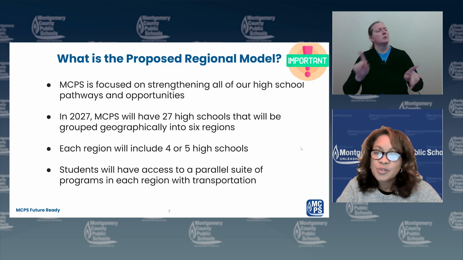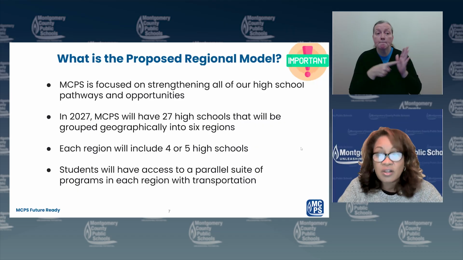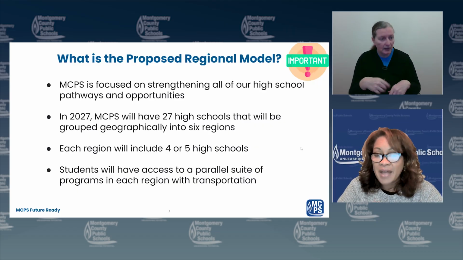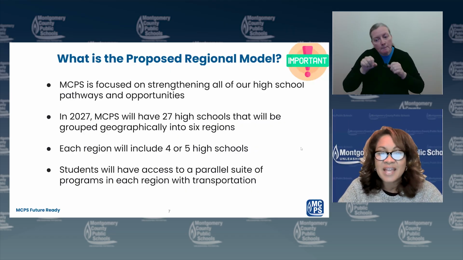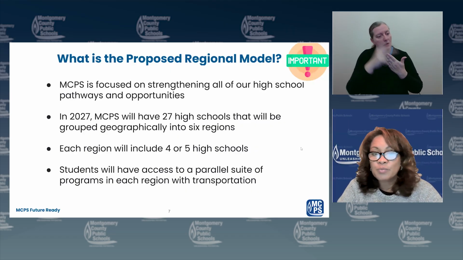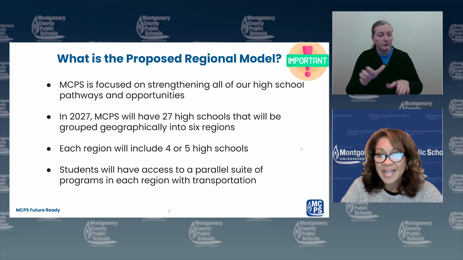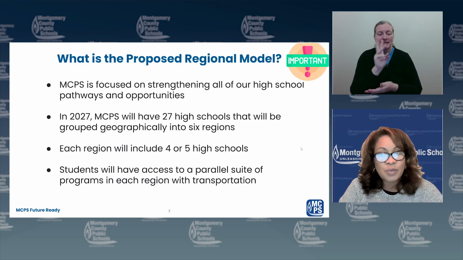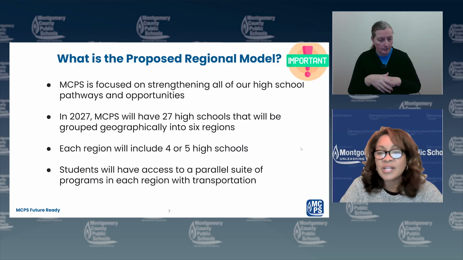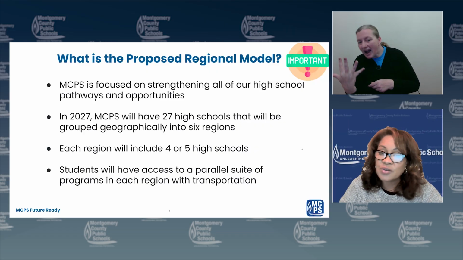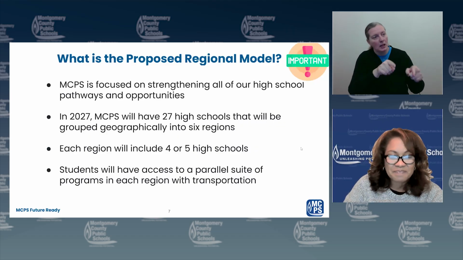So what is the proposed regional model? Well, MCPS is focused on strengthening all of our high schools with pathways and different opportunities. In 2027, MCPS will have 27 high schools that will be grouped geographically into 6 regions. Those 2 new high schools are Crown and Woodward. Each region will be made up of 4 to 5 high schools, and students will have access to a parallel suite of programs in each region with central stop transportation. We're very excited about that.